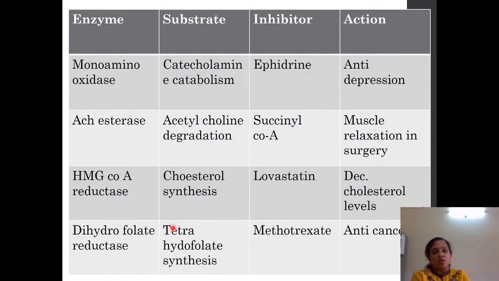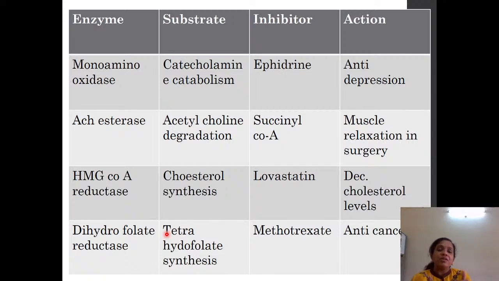Next, tetrahydrofolate synthesis. As I told you, a bacterial cell can synthesize its own folic acid, and the folic acid is very much required for the nucleic acid synthesis. Now, in anti-cancer drugs, what is a cancer? Cancer means uncontrolled proliferation of a cell. Now, when the cell is undergoing uncontrolled proliferation, that means cell division, it will require more and more nucleic acids. Now, by giving a drug called methotrexate that will inhibit the formation of the folic acid, what will happen? There is no folic acid, so there is no formation of nucleic acids.